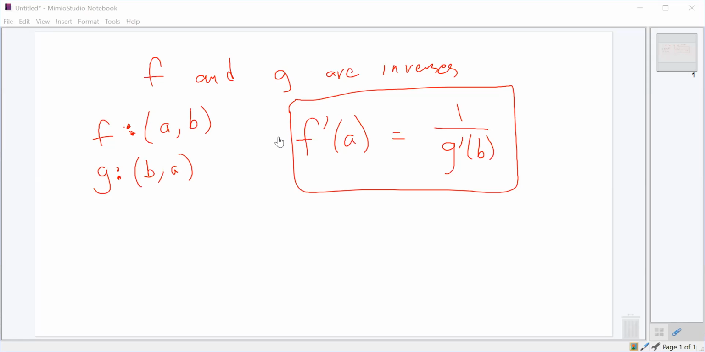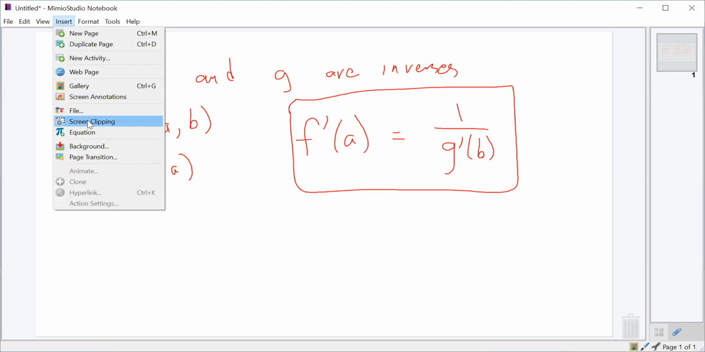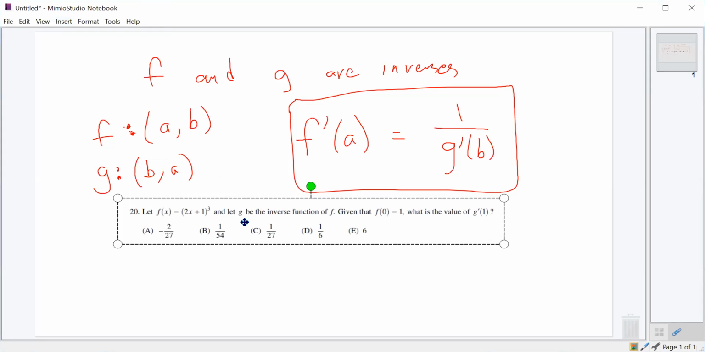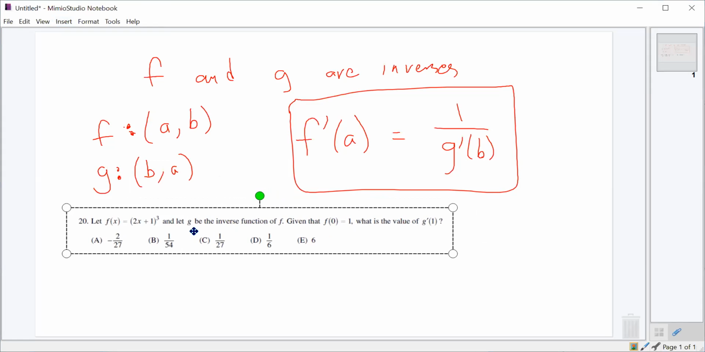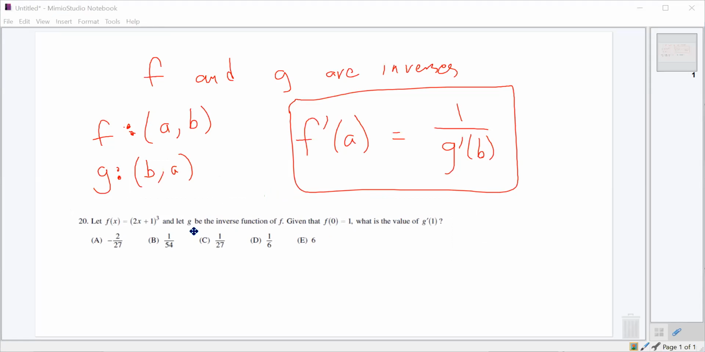All right, I found one here, and we're going to look at two different ways that we could do this one. This is one of the types that you'll sometimes see. This is number 20 off of that 2012 test. We have f of x is (2x plus 1) cubed, and g is the inverse of f. We know that f of 0 is 1. We want the value of g prime of 1.